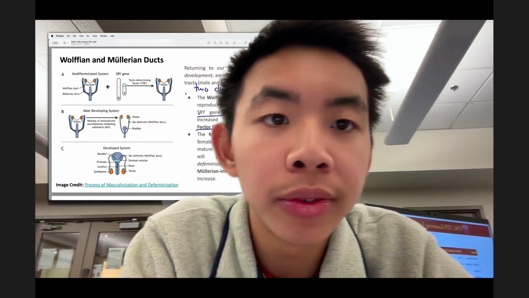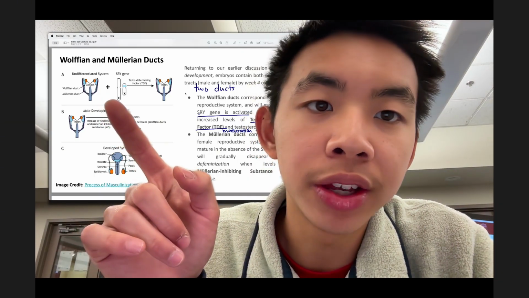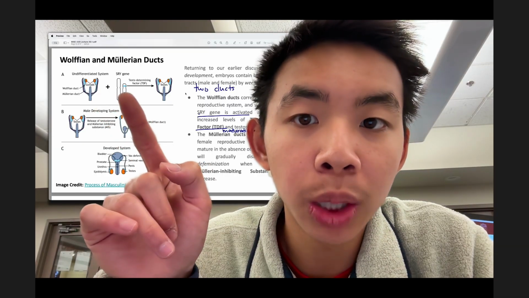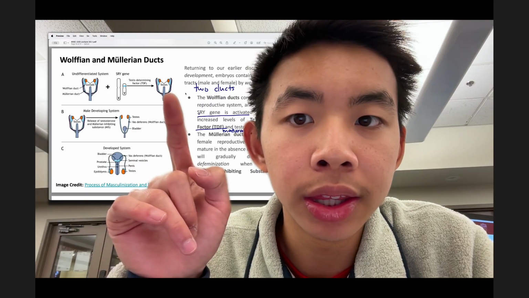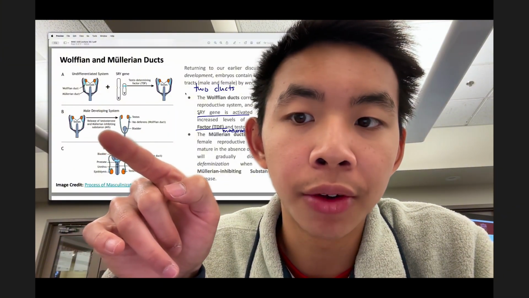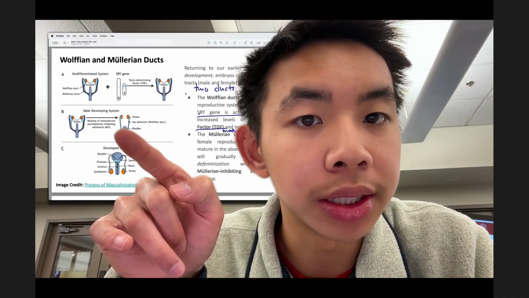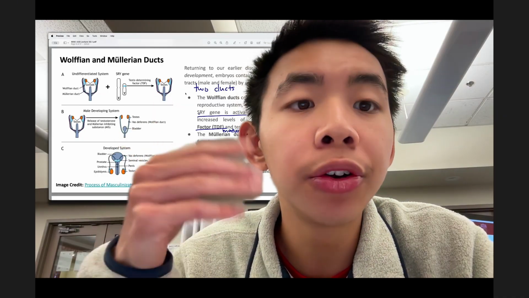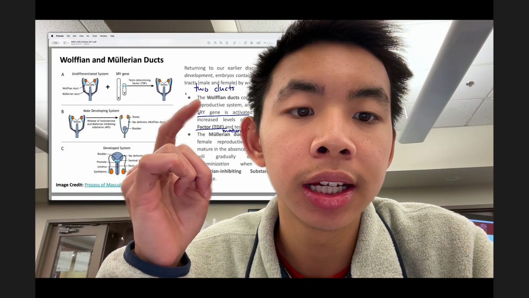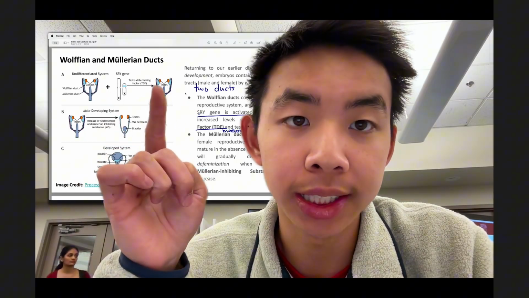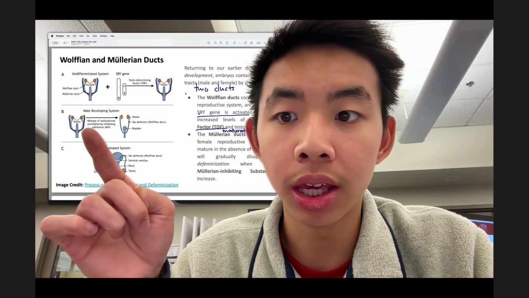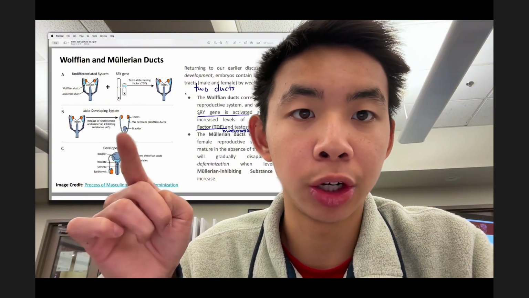Okay, so here we have a diagram. We have an undifferentiated system, so we have Wolffian ducts as well as Mullerian ducts. They're both going to be present, and then boom, SRY gene, and now for the male developing system, we have the release of the Mullerian inhibiting substance. The TDF is going to increase the testosterone and maturation of testes. It's going to go from gonads to testes. However, Mullerian inhibiting substance is going to take away the Mullerian duct. That's why you see purple duct here and no purple duct here.